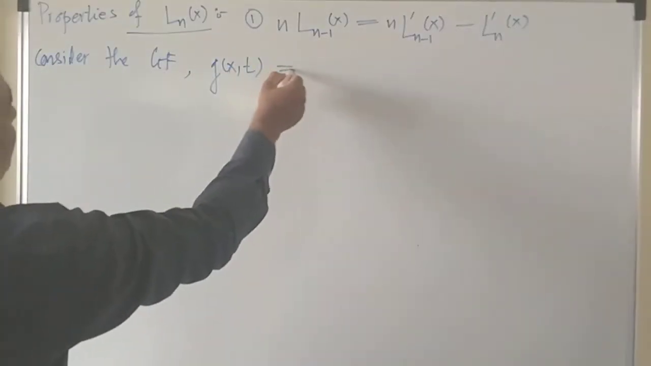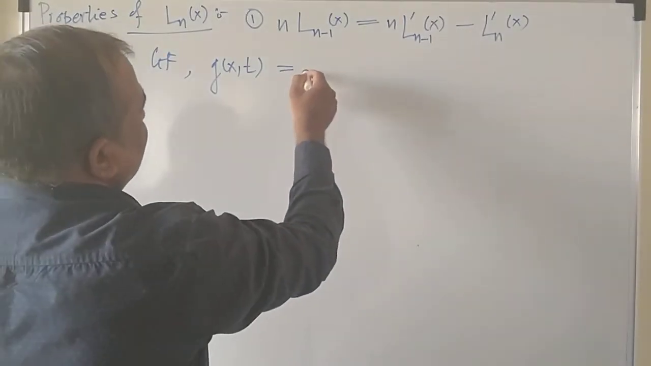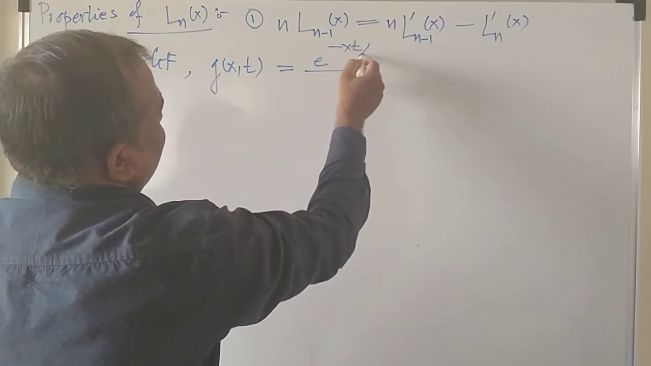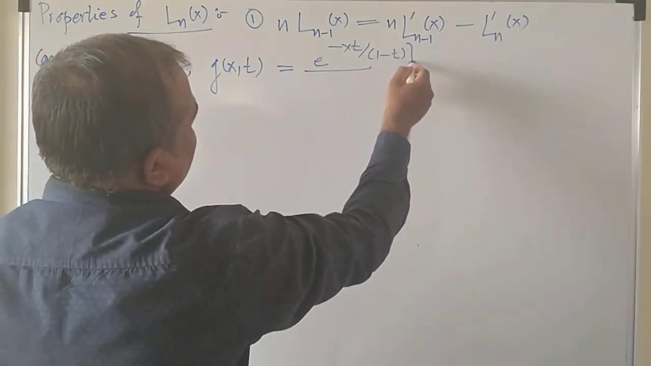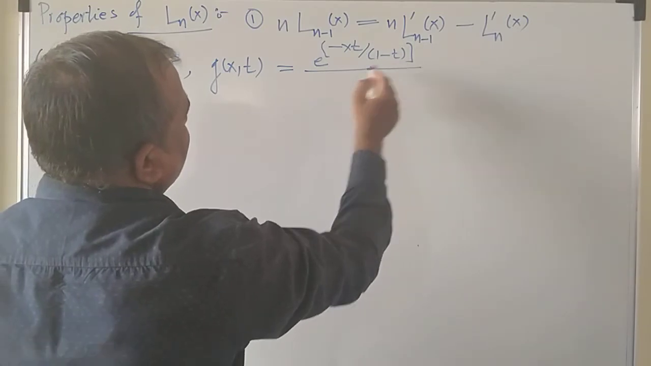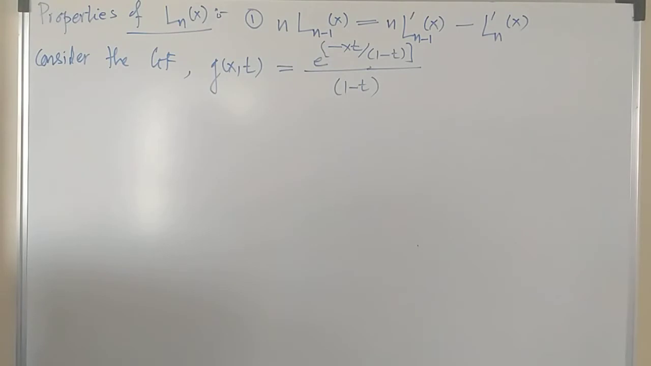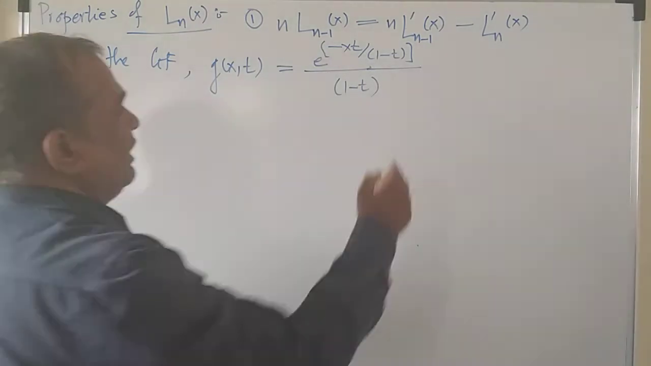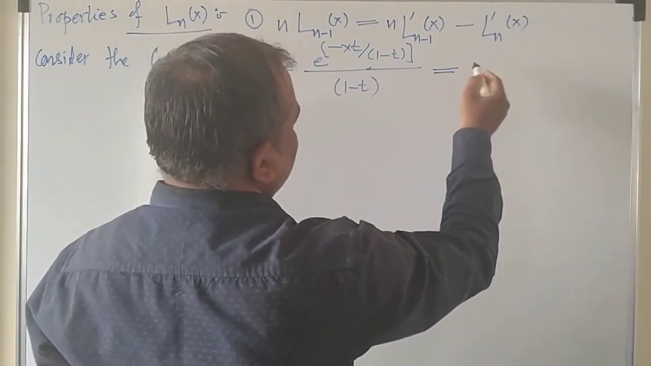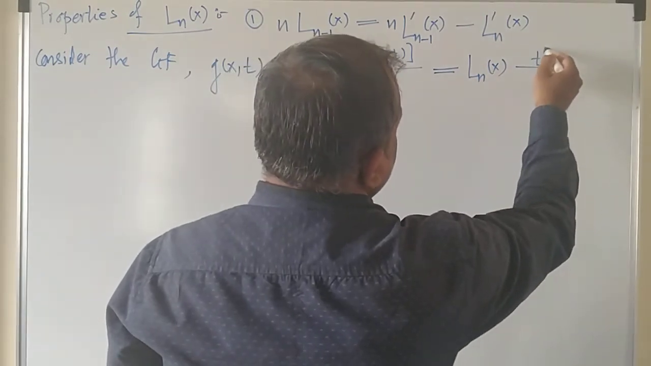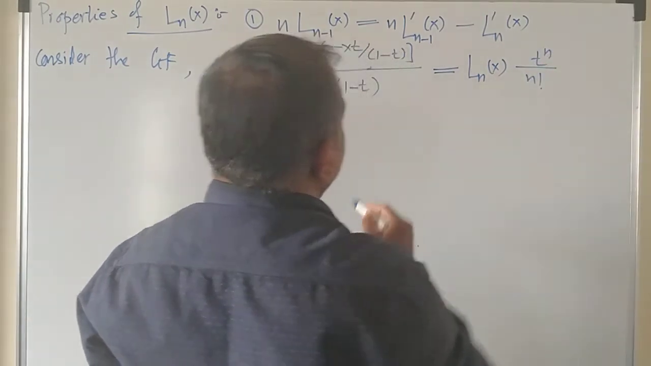What is the generating function? The generating function g(x, t) is equal to e raised to minus xt divided by 1 minus t, all divided by 1 minus t. This is the generating function for the Laguerre polynomial, and this is equal to, on the right-hand side, the sum of Ln(x) times t raised to n upon n factorial, right?